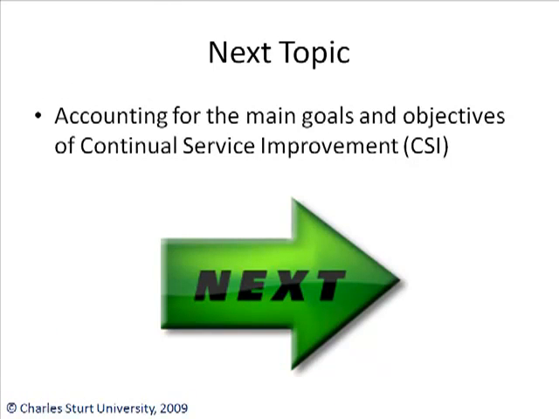Okie dokie, what's the next topic? The next topic is accounting for the main goals and objectives of continual service improvement. So another one of the ITIL volumes, the CSI volume.